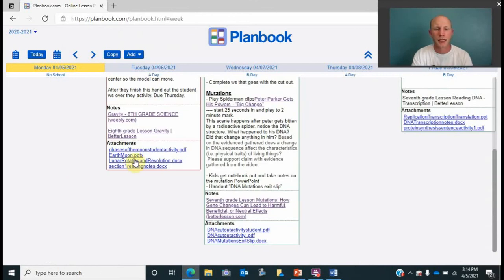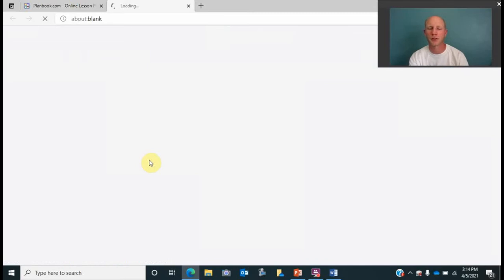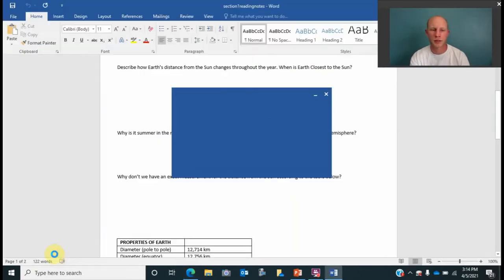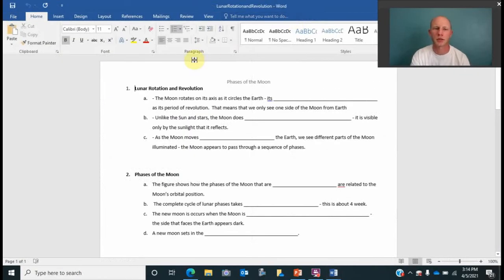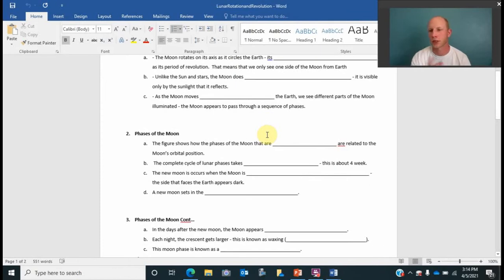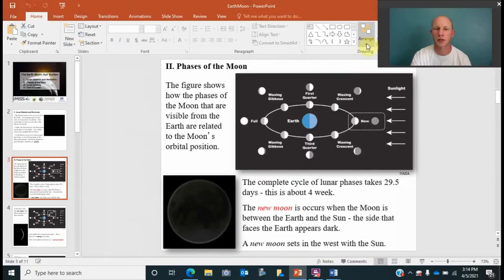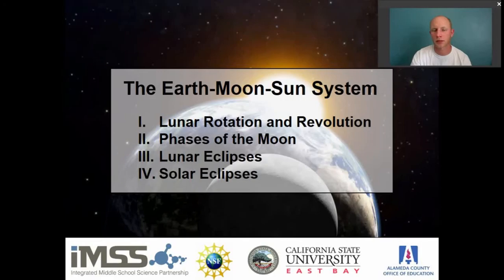Then after that, here's this PowerPoint, and we're going to get into this. As of right now, if you have not already, you should have these fill-in notes right here. It starts talking about lunar rotation and revolution, and these are just fill-in notes. That's all they are. So let's get started. We'll go over lunar rotation and revolution, then the phases of the moon.